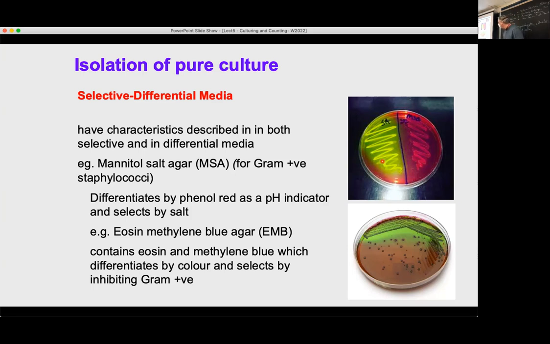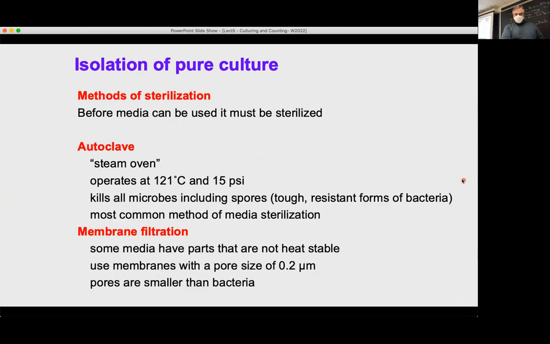Here's one, eosin methylene blue. We use this as well. And I think this is often used with Clostridia. Okay. So that's selective media.